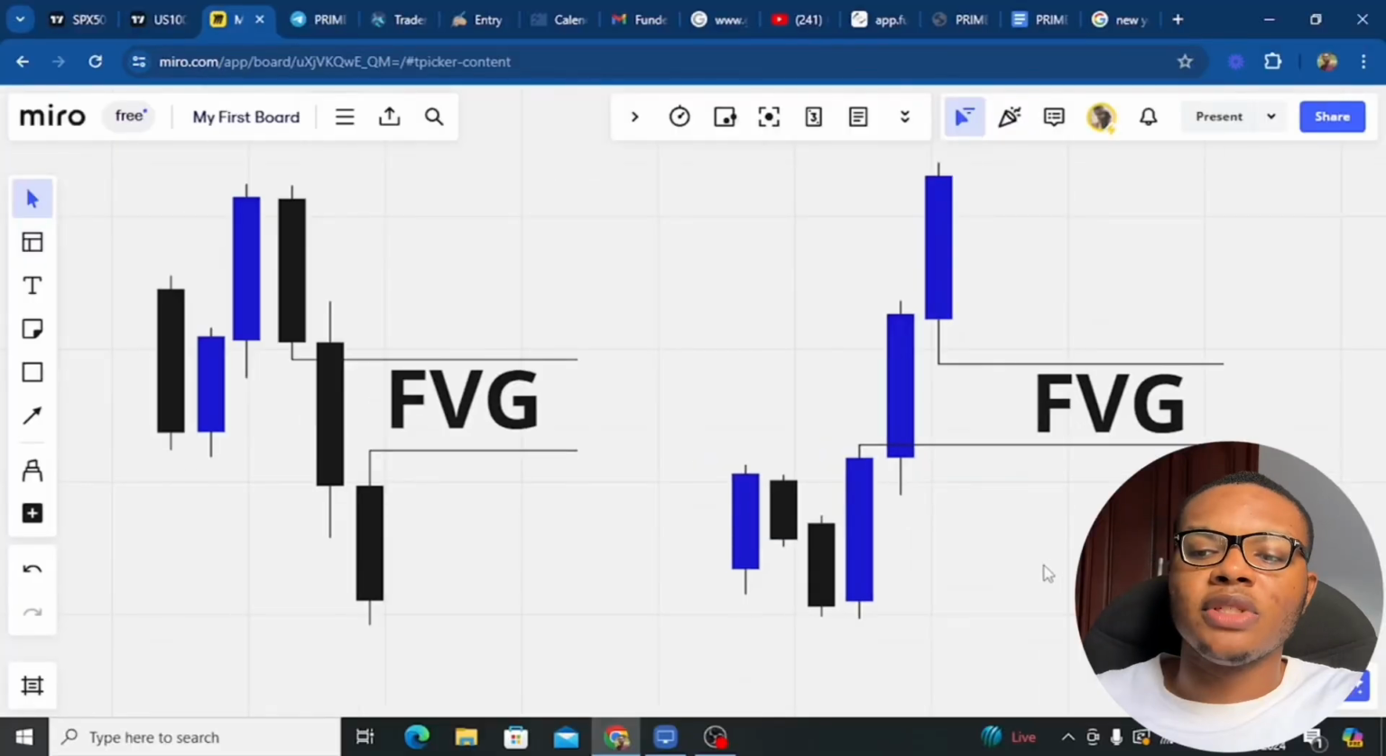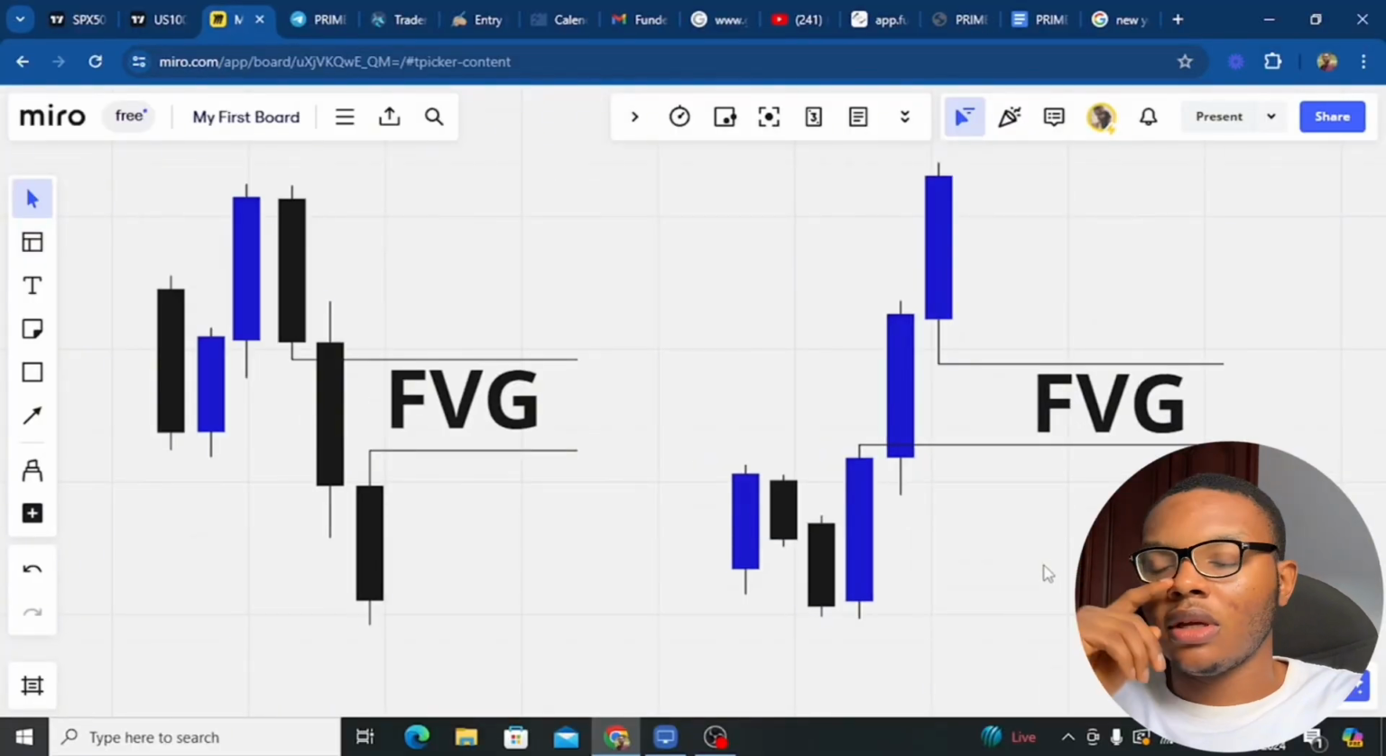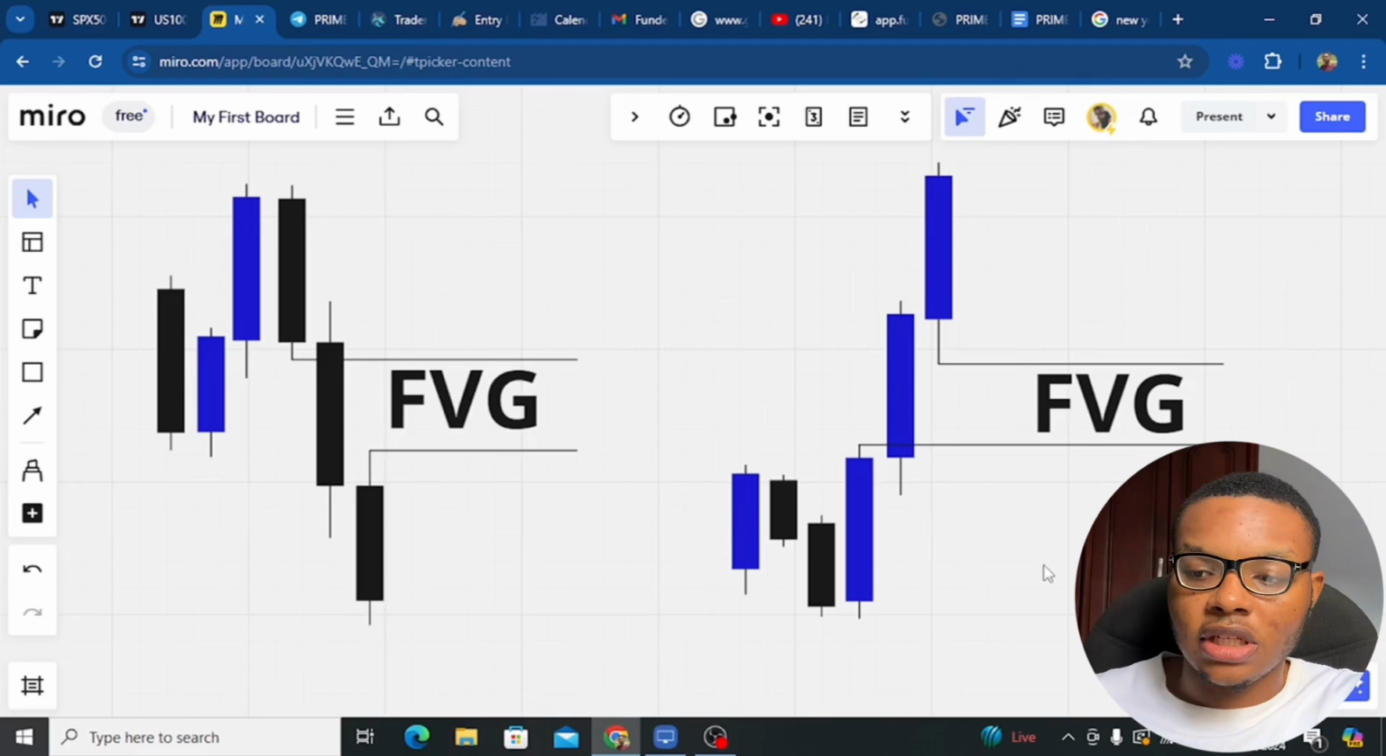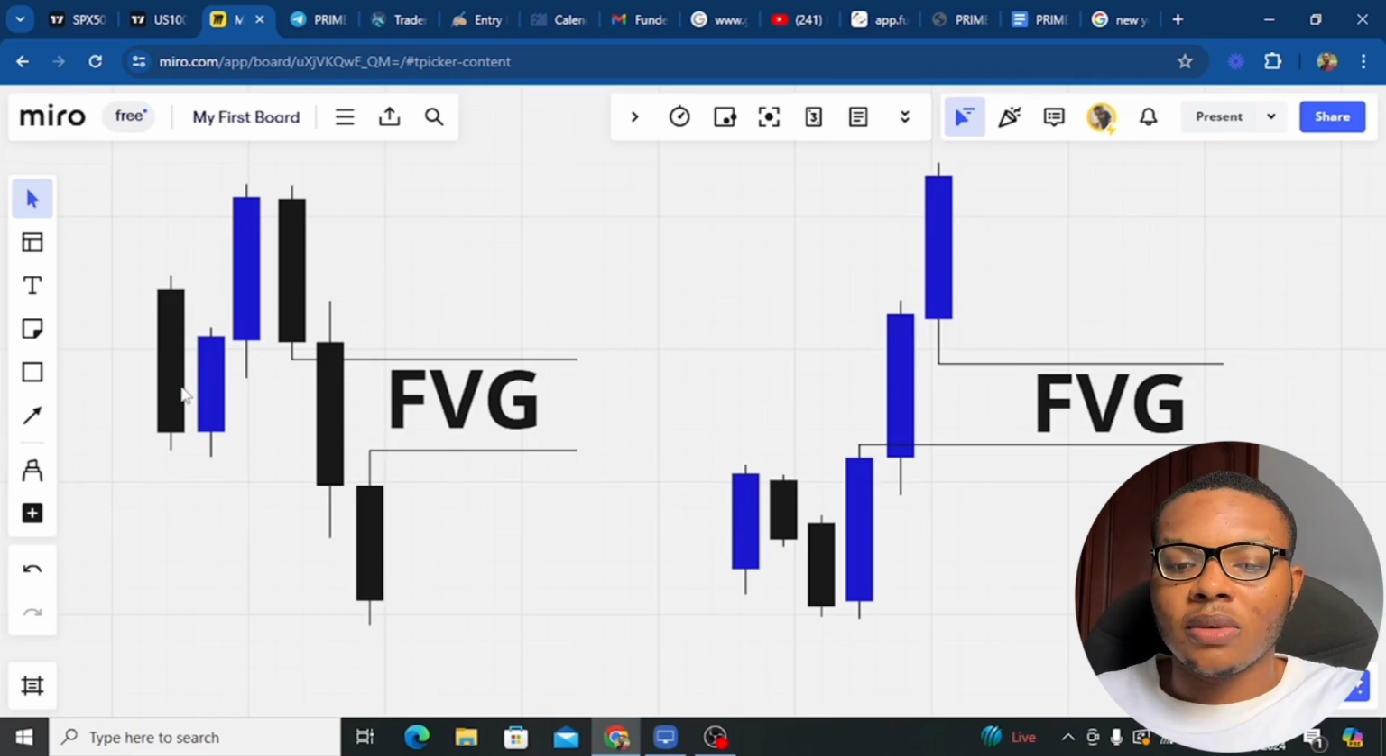A fair value gap is formed with three candles. Just like what you've seen on my screen here, it is normal for each side of every candle in the market to be covered by wicks or bodies. Meaning, if this is a single candle, both sides, the right and the left, must be covered with either the wicks or the bodies of other candles. That is when you have a proper market move and a proper balance between buyers and sellers.